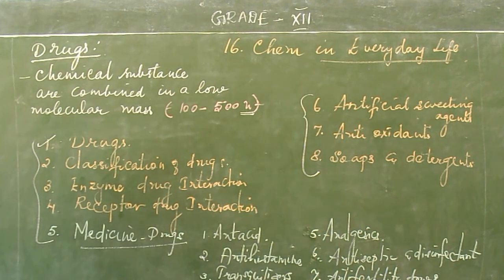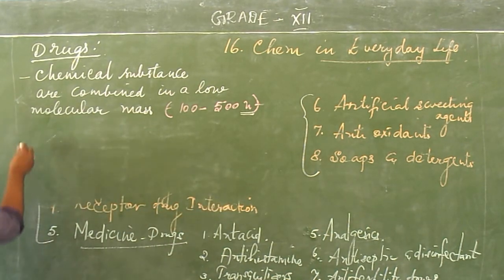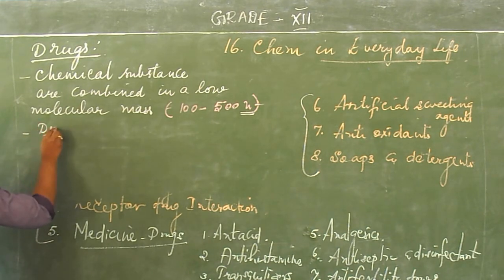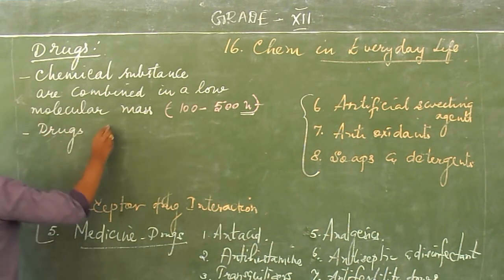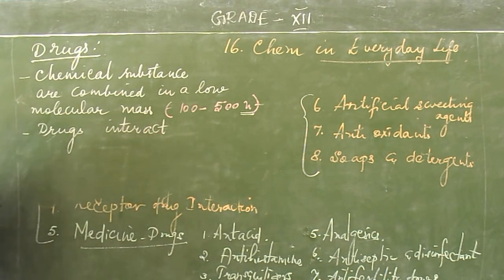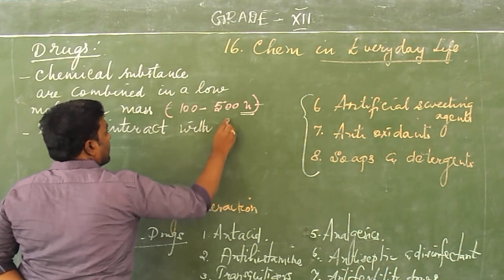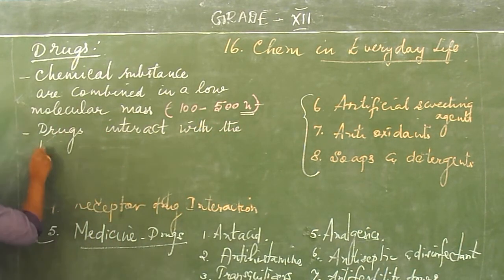So what is a drug? Drugs are the chemical substances which are combined in a low molecular mass. Now, these drugs will interact with the target substance.